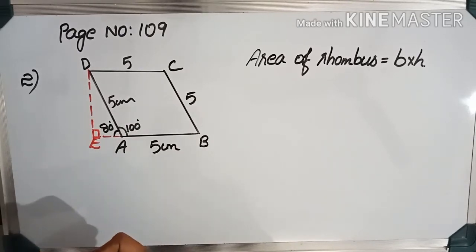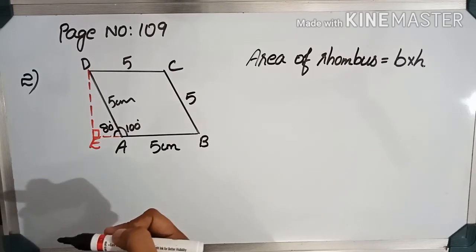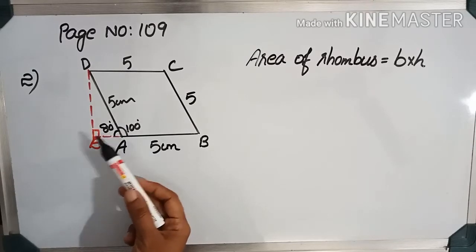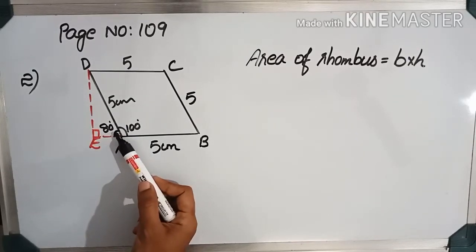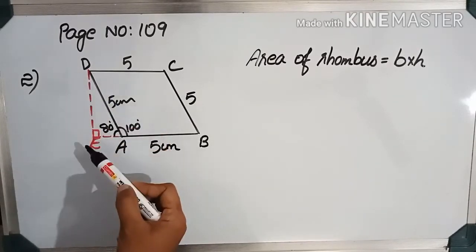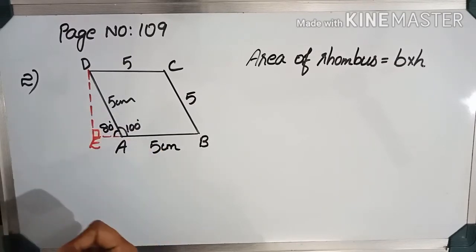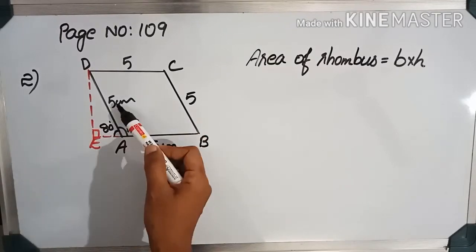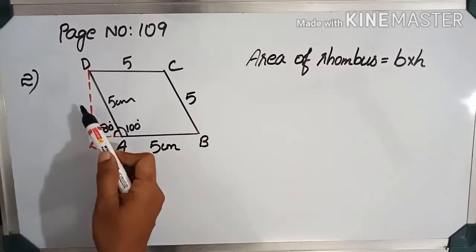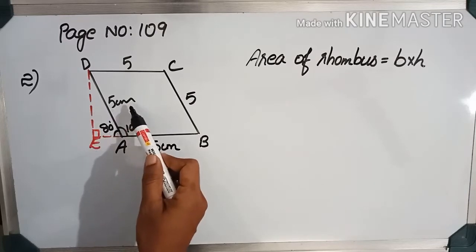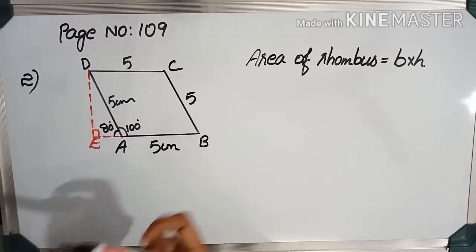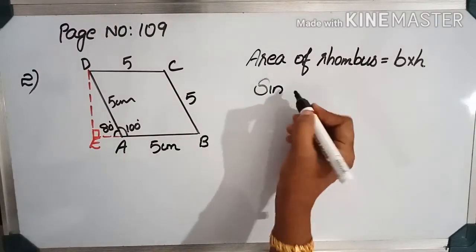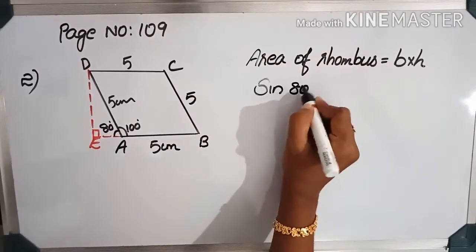So for that we have to check sine or cos. Which side do we have to find? For 80 degrees, the opposite side is what we need to find, that is DE. Opposite we need to find. And for 80, the hypotenuse is given. The hypotenuse is 5 centimeter. So opposite we have to find, hypotenuse is given. The opposite and hypotenuse relation is sine. So that means we have to consider sine 80 here.